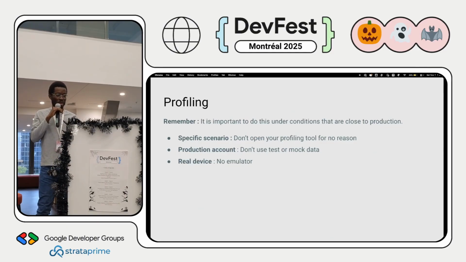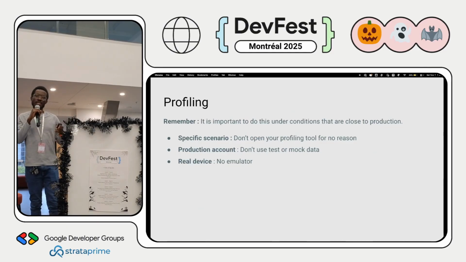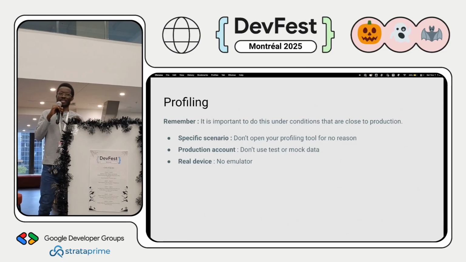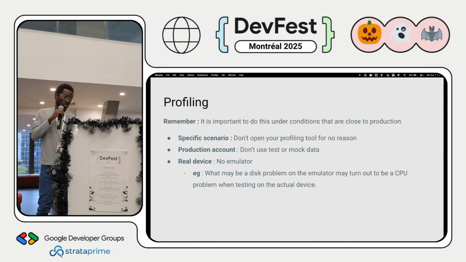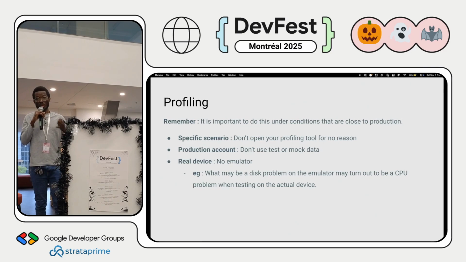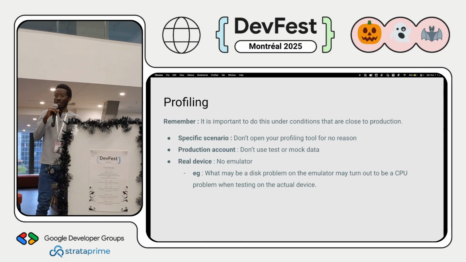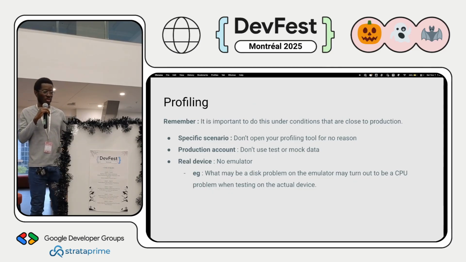And also, no emulator at all, because we all know that the emulator is not a real device. It's a really great alternative when you are testing, but for profiling, it's really, really important not to use the emulator at all. For example, when you are using the emulator, you may have some disk problem, but when you run the same application on the real device, it can be a CPU problem. So that's why it's really important to test on the real device to be able to find the real problem.